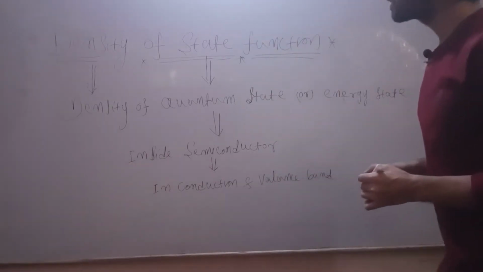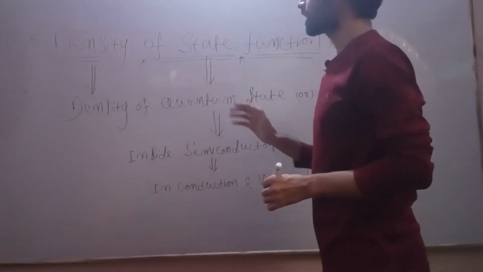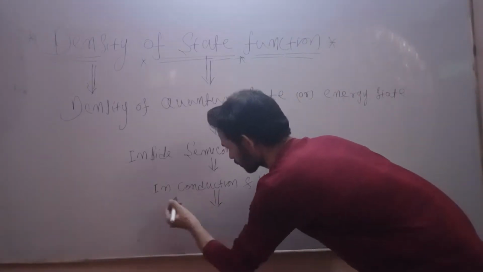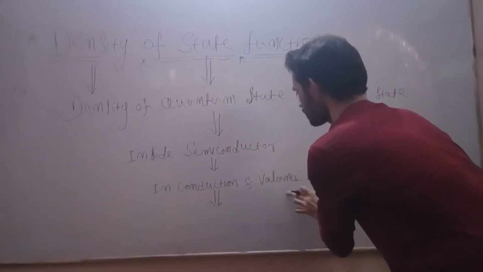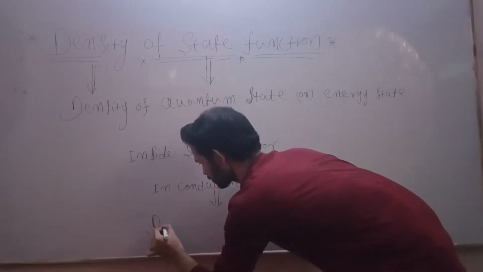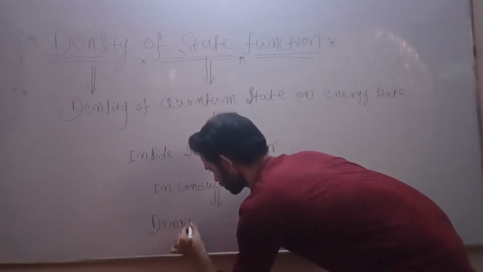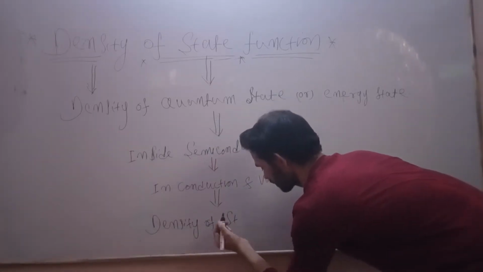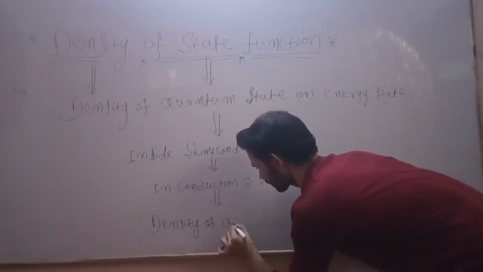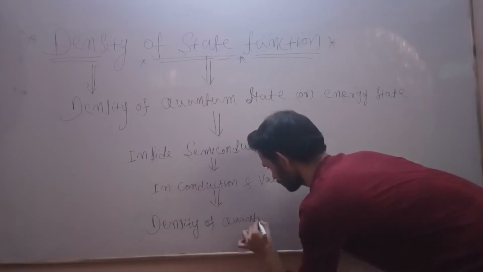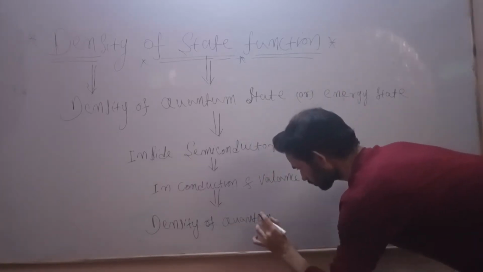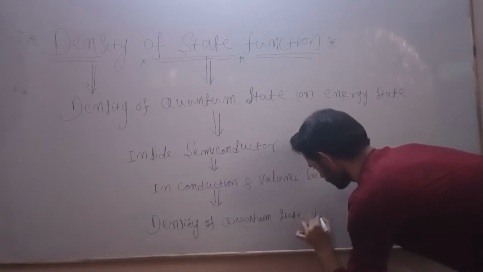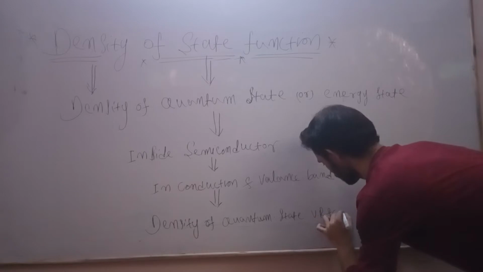If we are able to calculate this density of state, here we want to find in the conduction band and in the valence band the density of state. Density of state means density of quantum state in the valence band and in the conduction band.